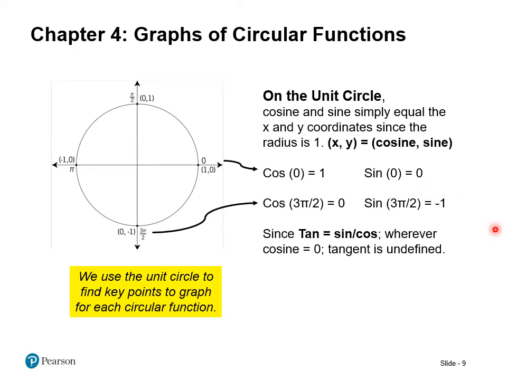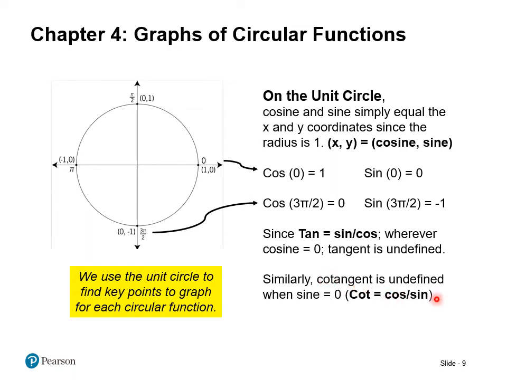And then the last thing we're going to do is for tangent, or excuse me, cotangent, we're going to do the same thing. Since cotangent equals cosine over sine, we're going to find where sine is 0 because that will mean the function is undefined. And that of course is at 0 and pi.